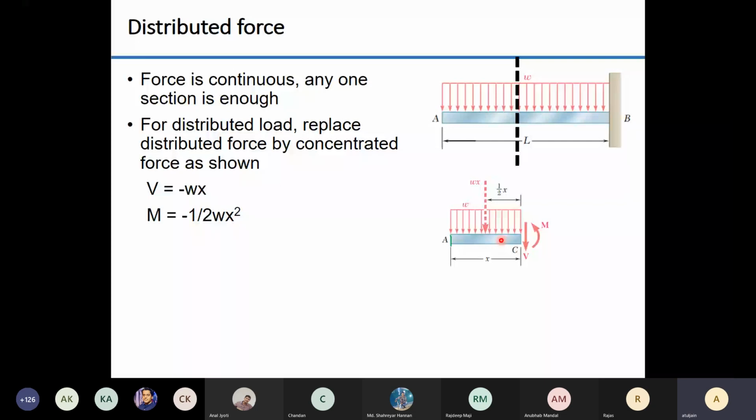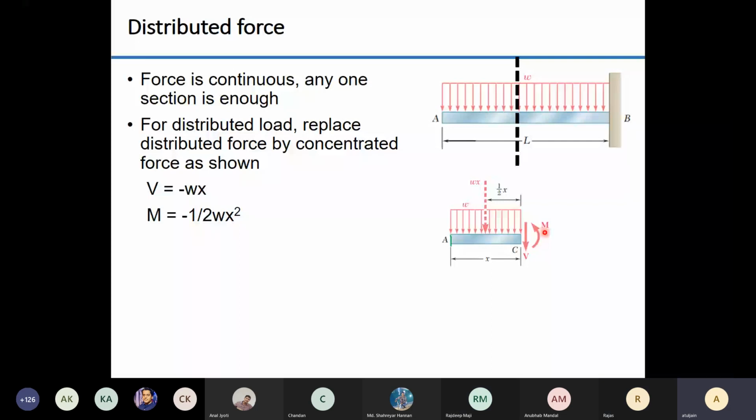Now, if it is Wx, once I have replaced this uniformly distributed load by a single load Wx, then it's very easy for me to calculate V and M that I have already shown in my previous slide. Okay, understood?